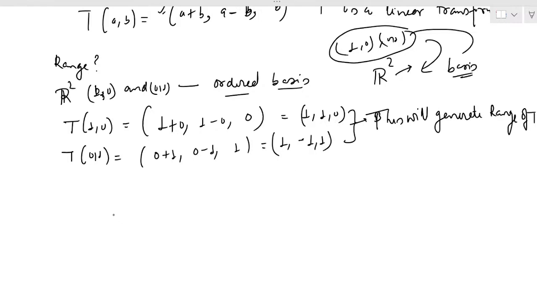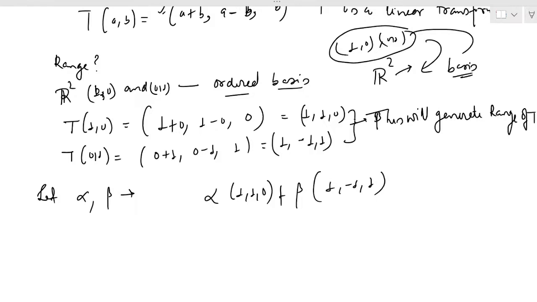So I'll take two scalars. Let alpha and beta be two scalars, and I want to define a linear span out of it. So what would the linear span be? Alpha (1, 1, 0) plus beta (1, -1, 1).